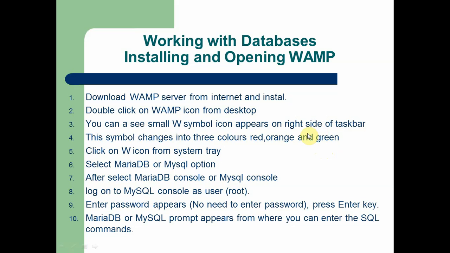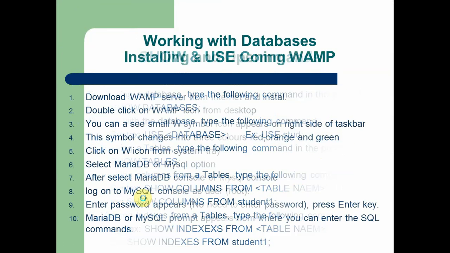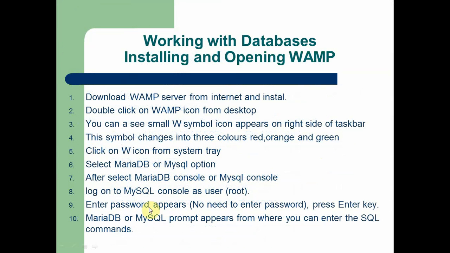If you cannot see the green symbol, don't worry. From orange itself, we can open WAMP. So here we are using the WAMP software, and after clicking on the W icon in the system tray, select the MariaDB option. After selecting MariaDB console, log on to the MySQL console as user root. Enter the password as nothing, that is, no need to enter a password. The MariaDB prompt appears on your screen. These are the steps you are going to execute for opening WAMP software. WAMP is a server software which is essential for running PHP as well as MySQL software.